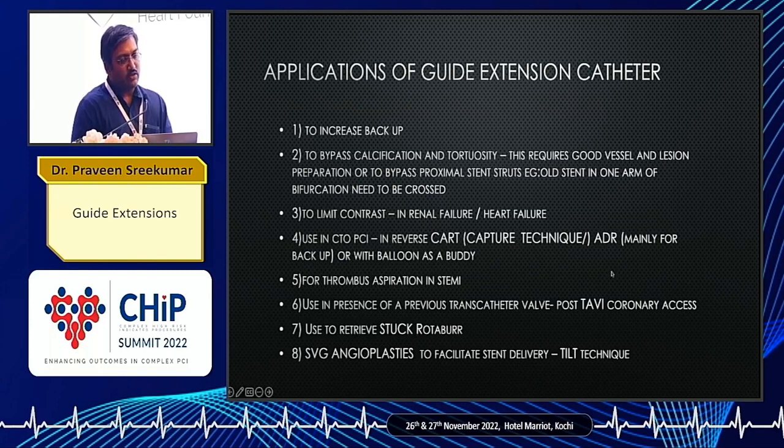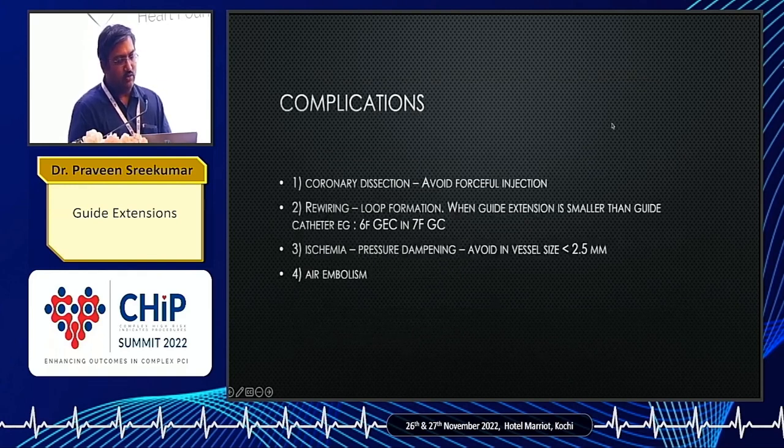Applications are generally to increase backup, to bypass calcification and tortuosity, and to limit contrast in renal failure. It can be used in CTO PCI in the reverse CART technique, where you can capture the retrograde wire using a guide extension, so that it need not go into the guide catheter, rather it can be captured in the guide extension. It can also be used with a balloon as a buddy, for thrombus aspiration, in the presence of a previous radial coronary access, to retrieve a stuck burr, and also in SVG angioplasties.